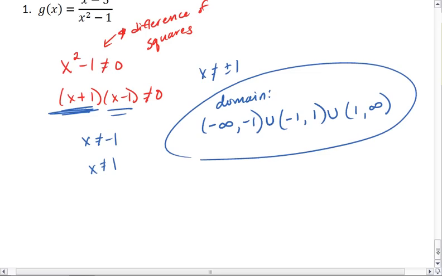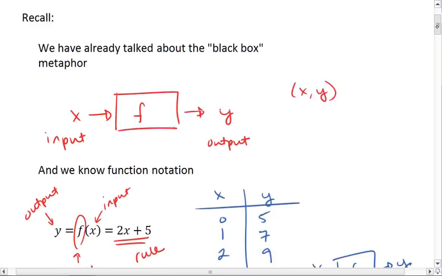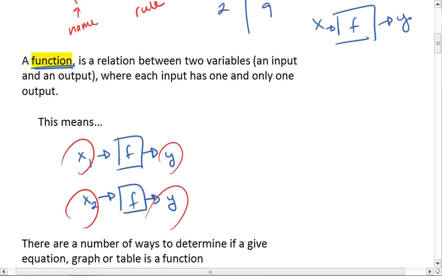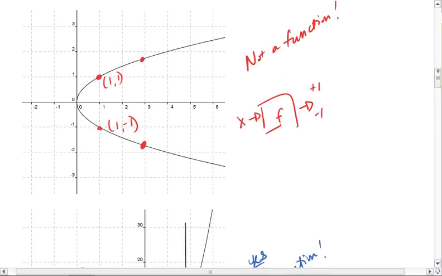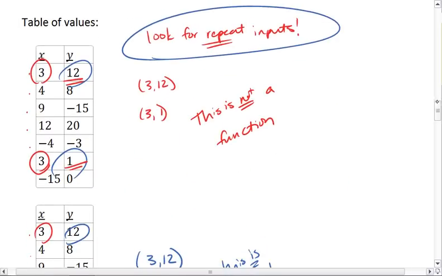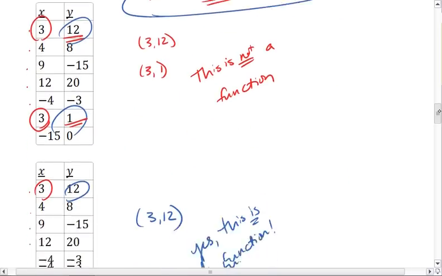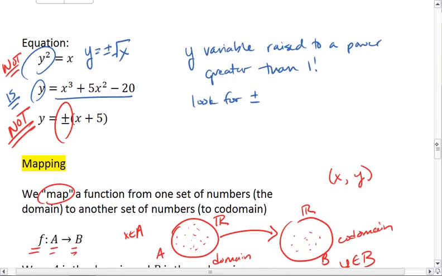Hopefully this made sense. So just a quick review. We know that functions mean that for every input there is one and only one output. We can test that in a graph, where we use the vertical line test, in a table, where we look for repeat inputs with different outputs, or in equation form, where we look for a y raised to an exponent or a plus or minus sign.